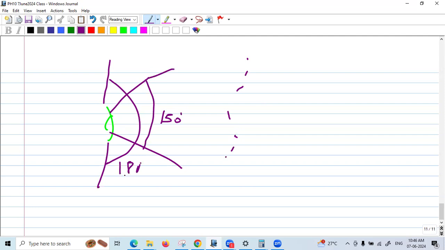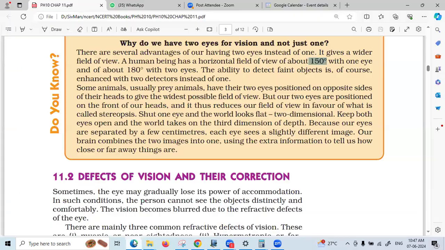This is a single eye. If you open both eyes, then the field of view increases to 180 degrees. You can see almost everything in the front. But some animals will have one eye on the front of the head and the other in the back, so that they can see 360 degrees.